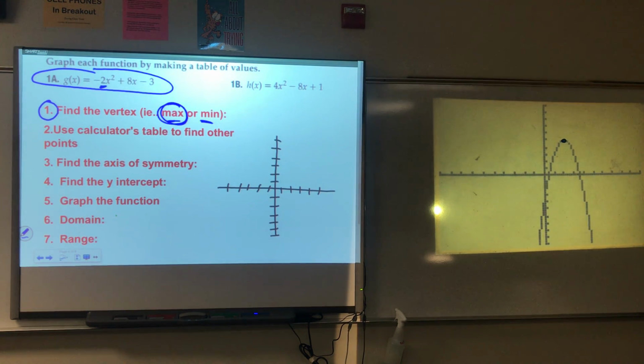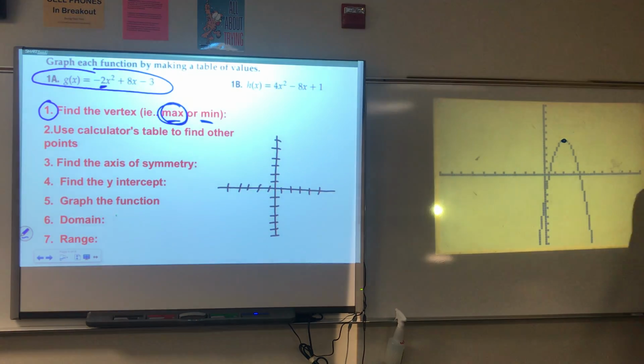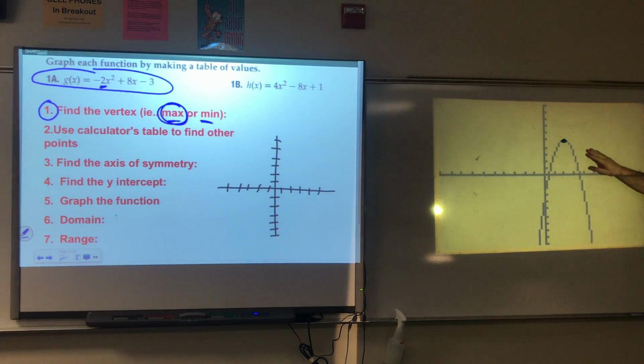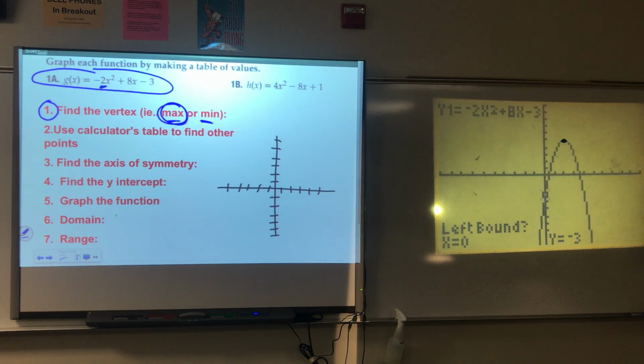Now, we need to find that point. Let's let the calculator do the work for us. Well, where in the world on the calculator can it find the maximum? Here's the thing. If you press second trace, it gets you to this screen. Look at number 3 and 4. There's our maximum and minimum buttons. Since we want a maximum here, I'm going to select number 4 and press enter.